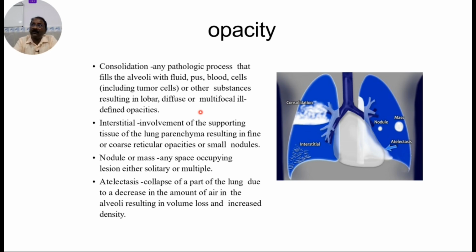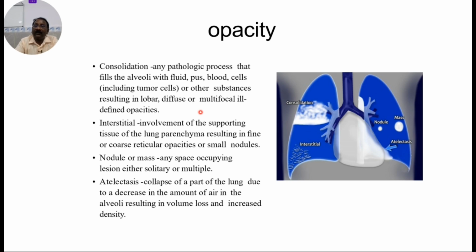Nodules are the mass. Nowadays we are seeing a lot of oncology cases. So the incidence of bronchogenic carcinoma of the lung has increased. So we see a lot of nodules in the secondaries. So any space occupying lesion, either solitary or multiple. Atelectasis is the collapse of a part of the lung due to a decrease in the amount of air in the alveoli, resulting in volume loss and increased density.